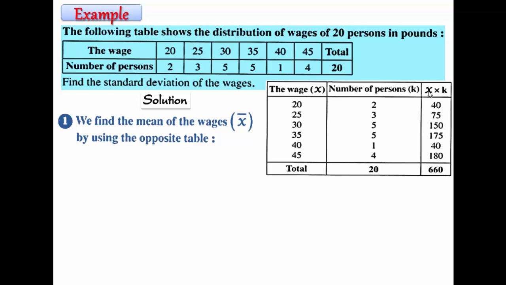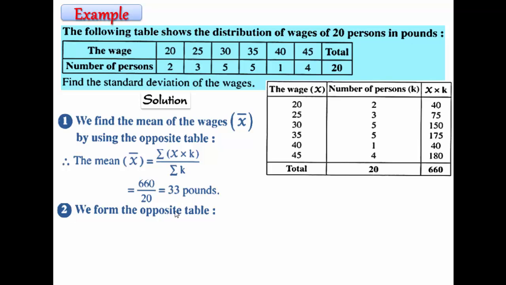The sum of x multiply k is 660, and the sum of number of persons, sum of k, equals 20. Then the mean x bar equals summation of x multiply k over summation of k. We substitute for the summation of the product of x and k, 660, and the summation of k, 20. Then the quotient will be 33 pounds. Then the mean x bar equals 33 pounds.